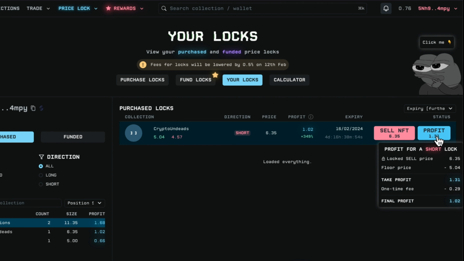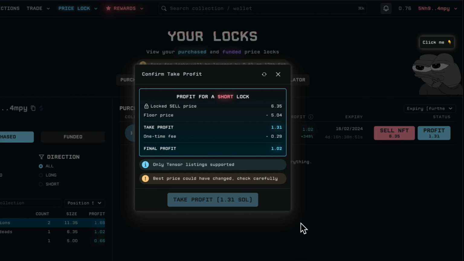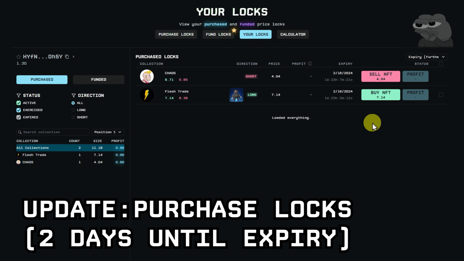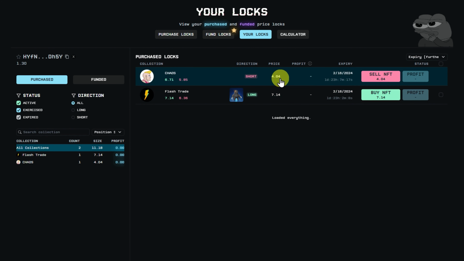Let's do crypto undeads, and just keep in mind that the best price can change, so just check carefully. Take profit and confirm in Phantom or whatever wallet you're using. Let's have a look at my purchase locks. So none of these are in profit. Some collections have gone down, however Chad's has gone up.